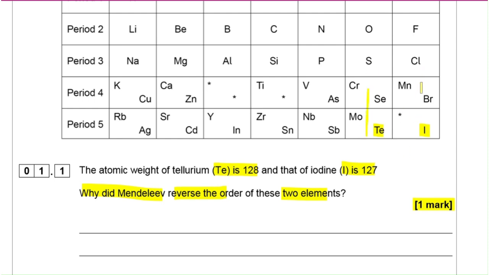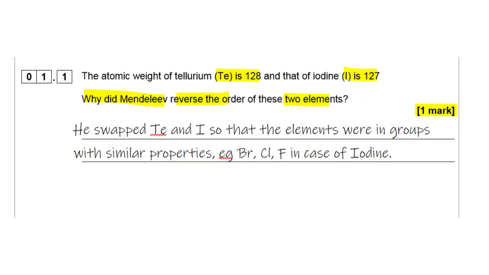If we look at this group here, what's in this group here? We've got bromine, chlorine, fluorine. They're all similar properties. They're all the halogens that we know today. So to get 1 mark for this question, we must say Mendeleev swapped them, so the elements iodine and tellurium were in groups with similar properties. For example, bromine, chlorine, fluorine in the case of iodine.